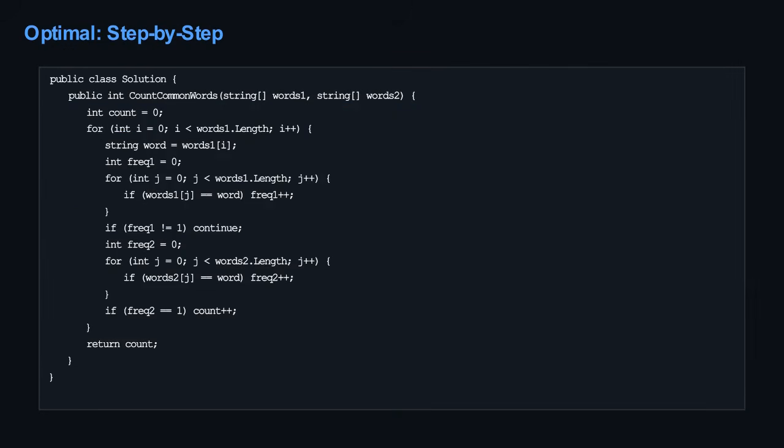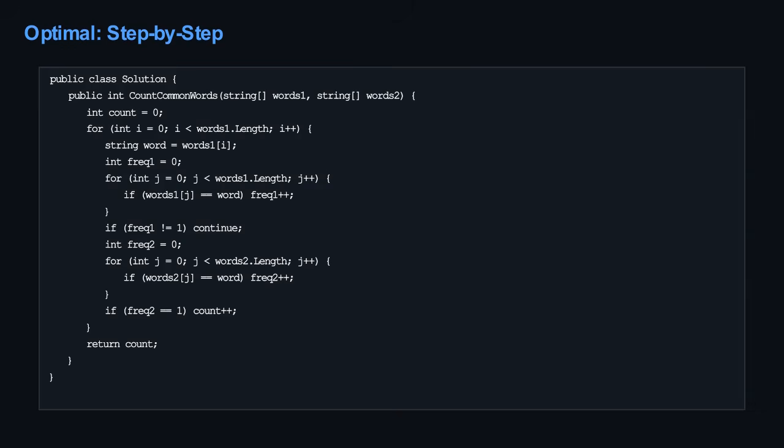Let's trace with an example. Words1 is [LeetCode, is, amazing, is], and words2 is [amazing, LeetCode, is]. First, we populate freq1. LeetCode gets 1, is gets 2, amazing gets 1. Next, freq2. Amazing gets 1, LeetCode gets 1, is gets 1.